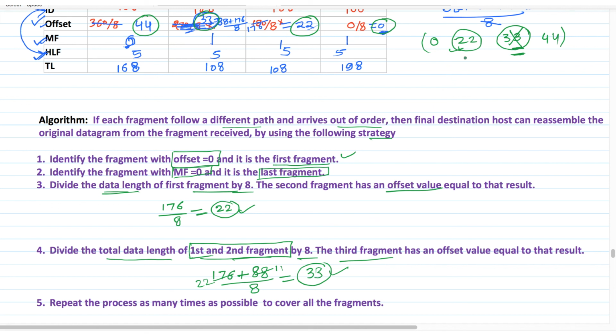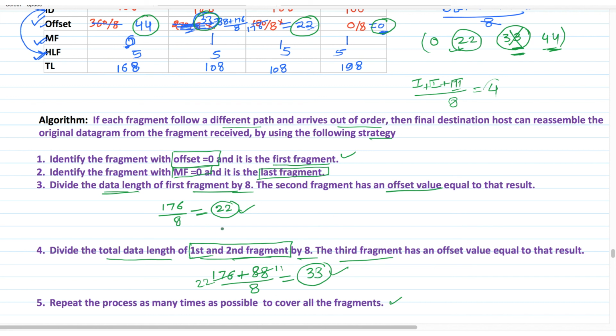Here we have taken only 4 fragments. Suppose there are more fragments. To calculate the offset value of the next fragment, we take the data bytes in the first, second and third fragments, add all these 3 data lengths, divide by 8, and we get the offset value of the next fragment. So repeat the process as many times as needed to cover all the fragments.